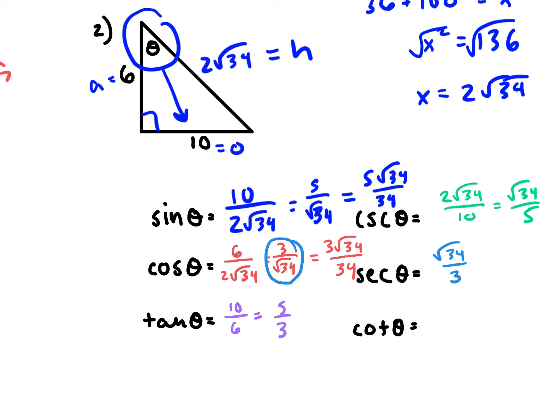And then cotangent would be what? 3 over 5. Because I flipped this one.